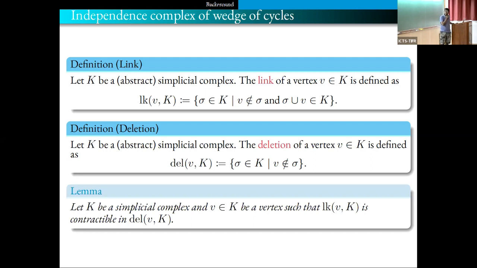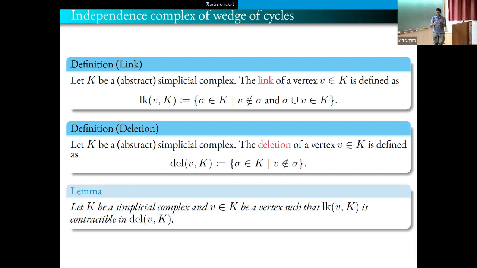And from the definition, it is clear that the link is contained in the deletion. And the following lemma is useful in order to prove results about the independence complex of wedges of cycles. So it says that if the link is contractible in the deletion, so what do I mean by that?